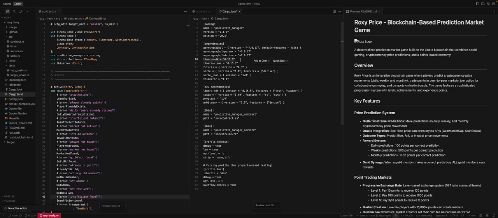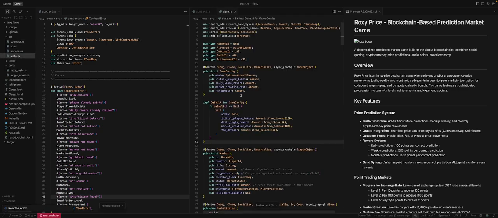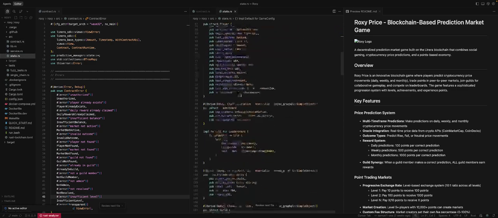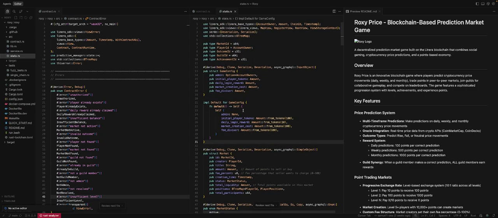I updated this recently because of the recent updates from the Linera core team, and I did it immediately. So let me just start from the state. These are all the states. The states.rs contains all the state variables and the structs.